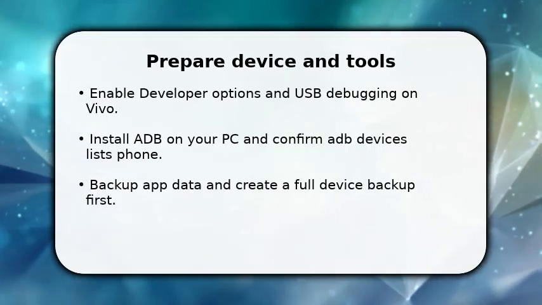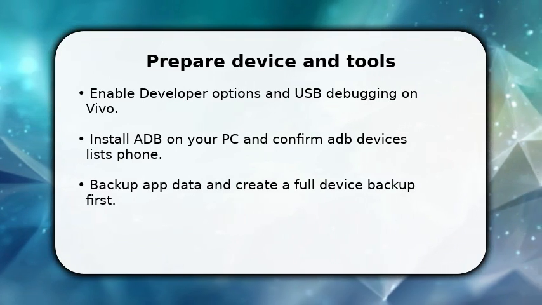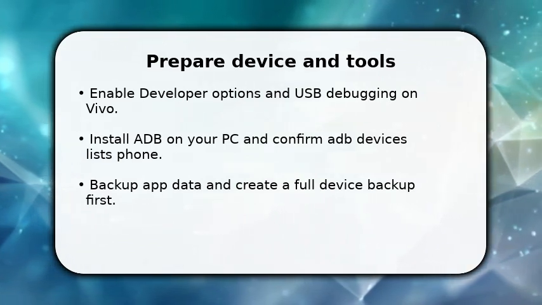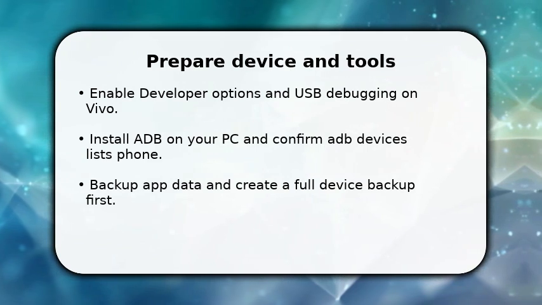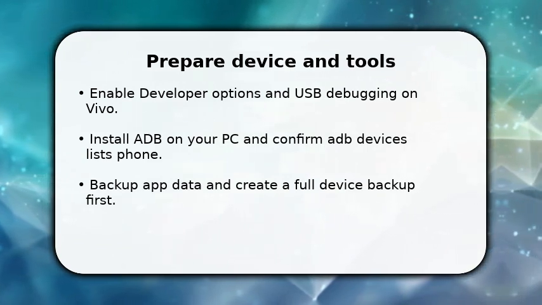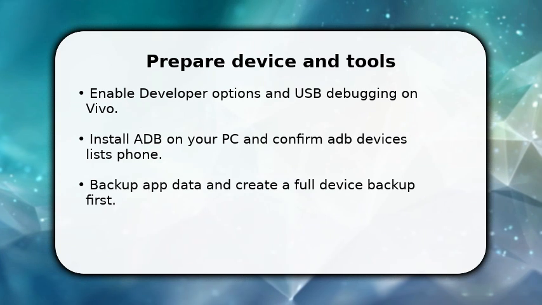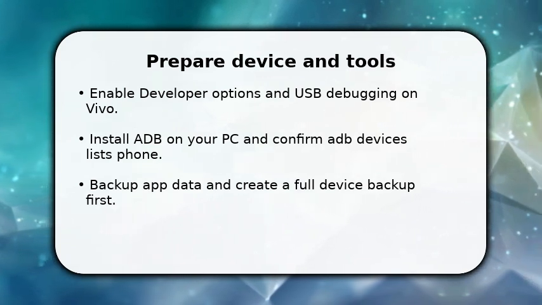You start by preparing the phone and PC. Enable developer options, turn on USB debugging, and connect the phone to your computer. Install the Android platform tools so ADB works. Run adb devices to confirm a connection.